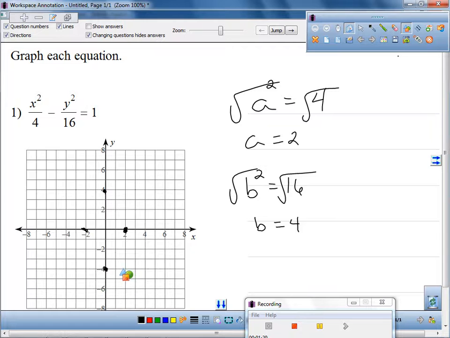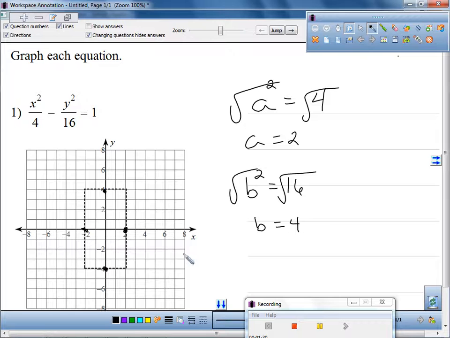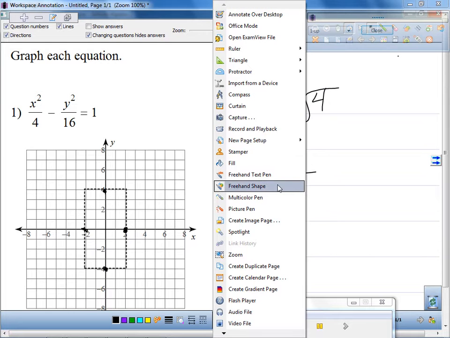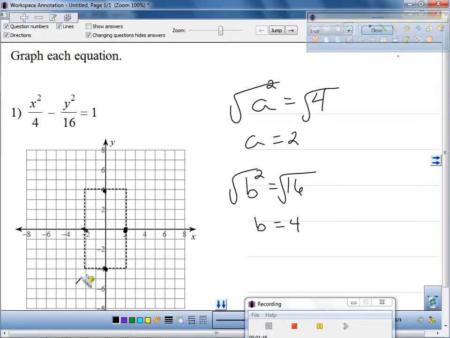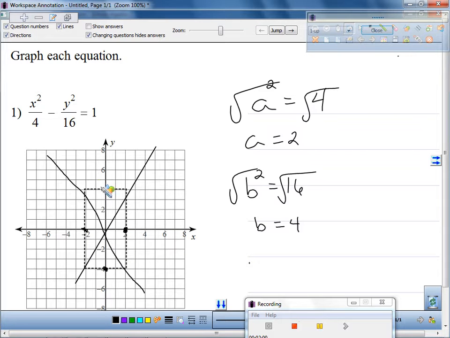And usually we draw it as a dashed box just to show that it's not part of the graph. Alright, so now we've drawn our reference. Now we're going to draw in our asymptotes. Our asymptotes are lines, and they'll be diagonals of the rectangle. So we'll draw those in. We'll try to, anyway, let's see how this looks. That's off a little bit, and then we draw in our asymptote here. Alright, these are our two asymptotes, the lines that it won't cross.